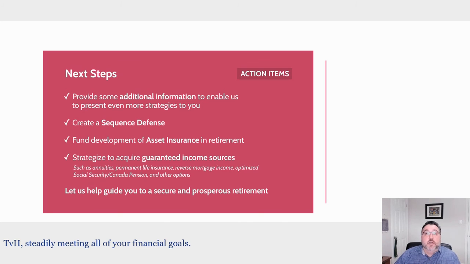So if you're interested in implementing the enhanced retirement strategy, here are some action items for you. First and foremost, let's schedule some time to discuss it further. We can do that over a 30-minute phone call or through an online webinar as well. And then from there, we would need some additional information, so I would send out a link where we can gather a lot of that data. And then we would look at creating that sequence defense strategy, fund the development of asset insurance in your retirement, and strategize to acquire guaranteed income sources.